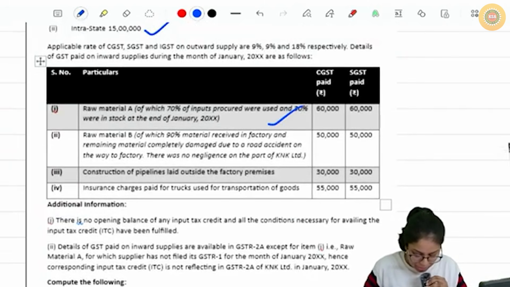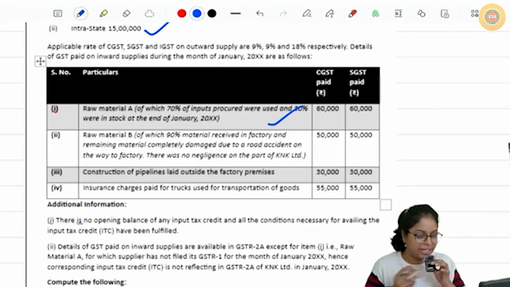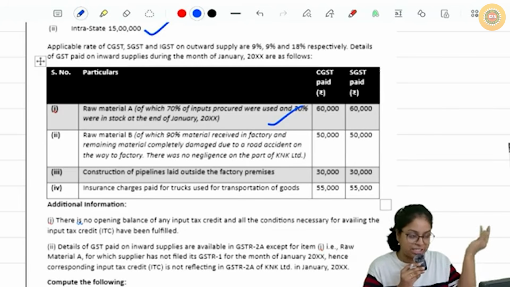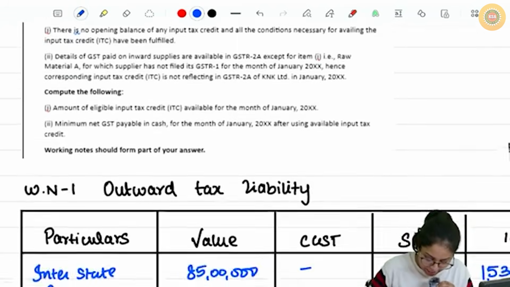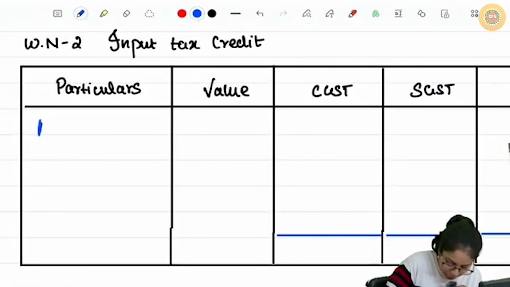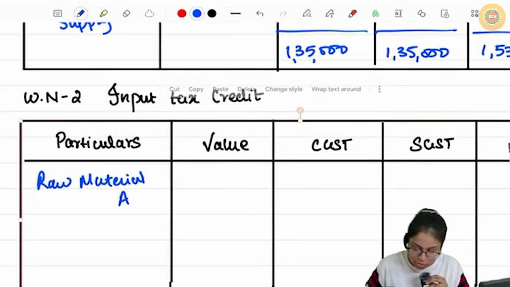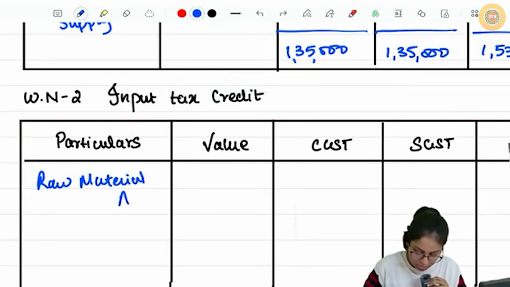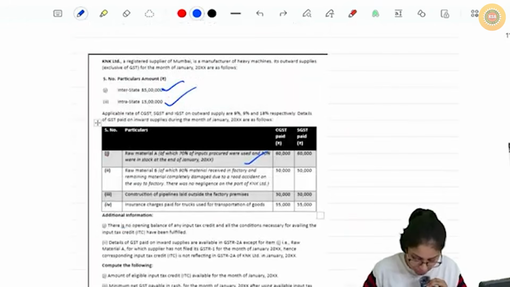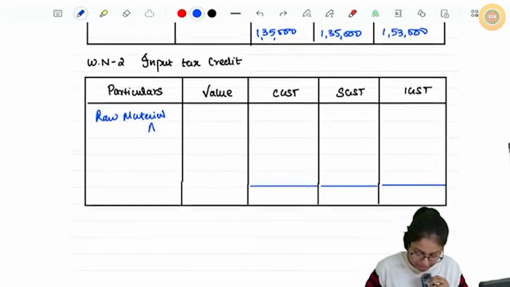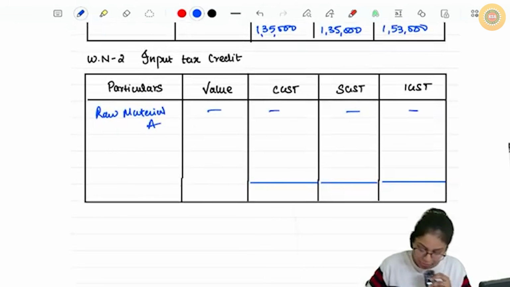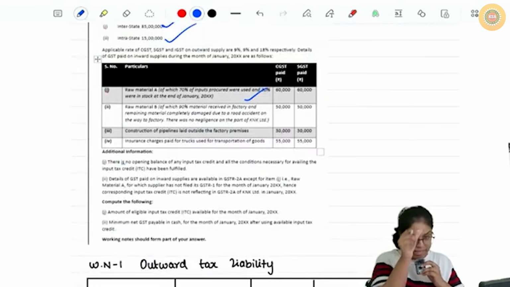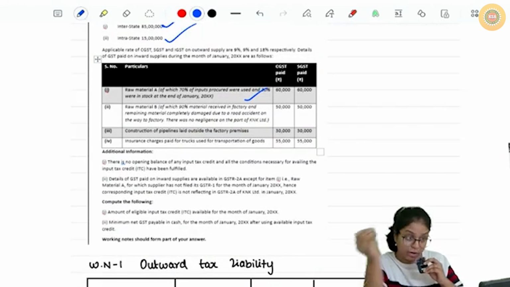Now let's move on to the input. Raw material A I have purchased, but it did not reflect in my GSTR 2A. My supplier has not filed his GSTR 1, so therefore it is not reflecting in my GSTR 2A, so I will not be able to take any credit. So for raw material A, the value is not given, it's directly given as 60,000, but you will not be able to take any credit on this. I'm not writing the reason here, guys, but in the exam you have to write the reason. Why you are putting it as nil, you have to justify.